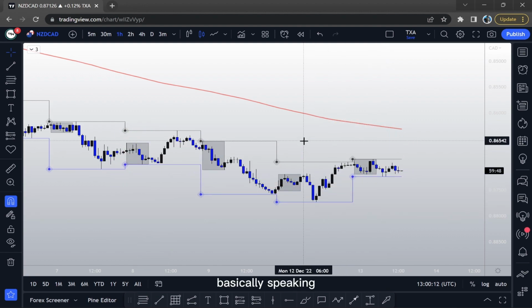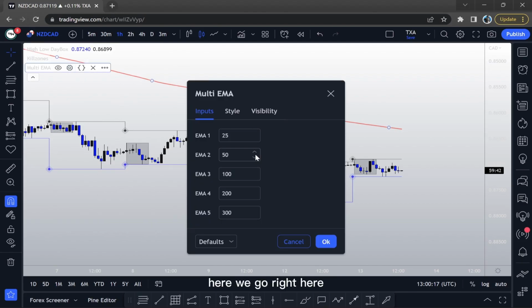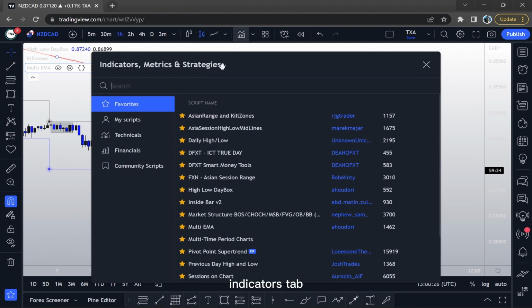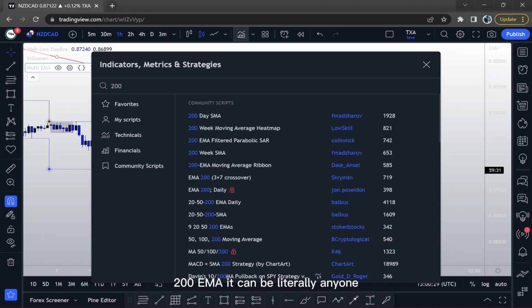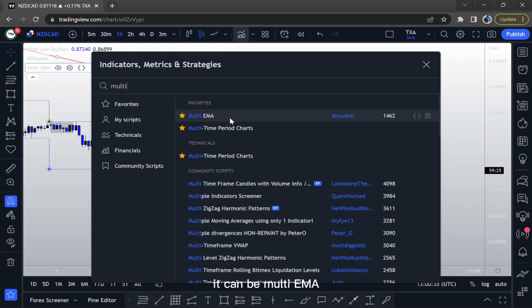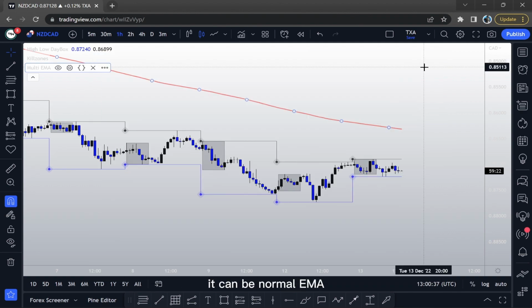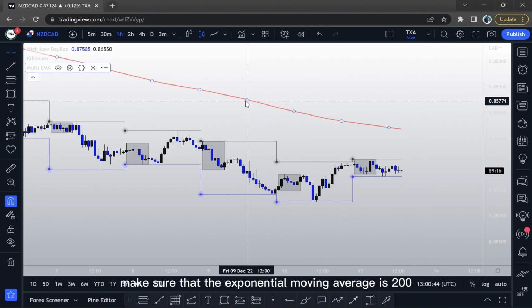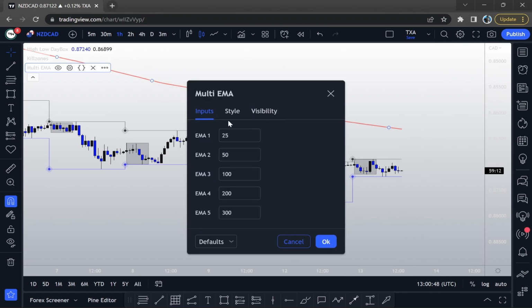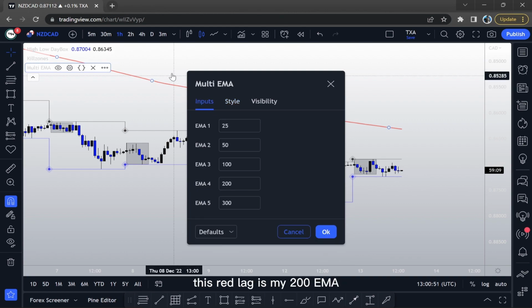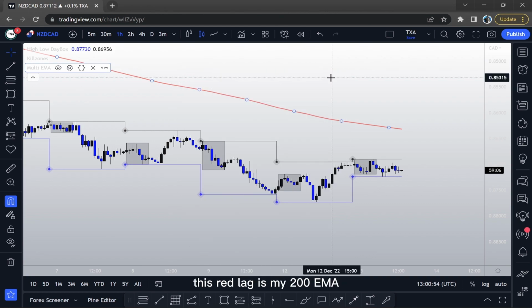Basically speaking, all I did was I got a 200 EMA. Here we go, right here. How do you install it? You go into your TradingView and you go into this section over here, indicators, type 200 EMA. It can be literally any one. It can be multi EMA, which I have already on my chart. It can be normal EMA, exponential moving average. Install that. Make sure that the exponential moving average is 200. So right here I have it in red. This red line is my 200 EMA.